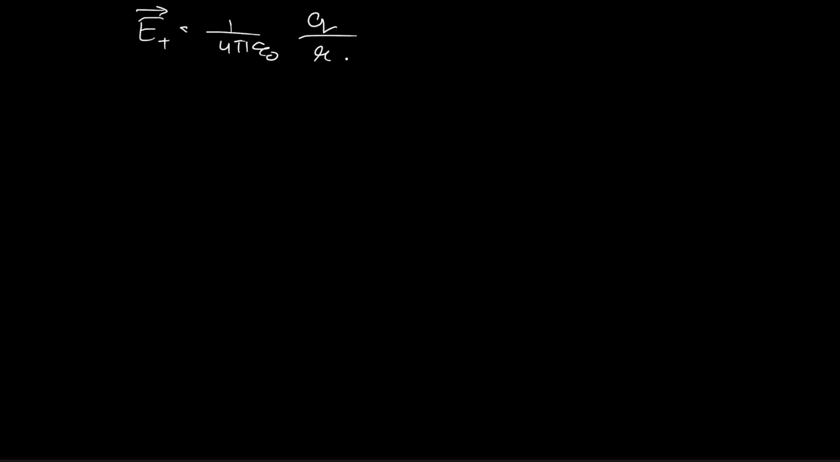Let me assume that the electric field due to the positive charge is nothing but 1 by 4 pi epsilon naught, q by the distance between them squared. Remember that the distance between the positive charge and the point P is r plus a. Similarly, E negative has the distance 1 by 4 pi epsilon naught q by, I am just taking the magnitude, not the direction.